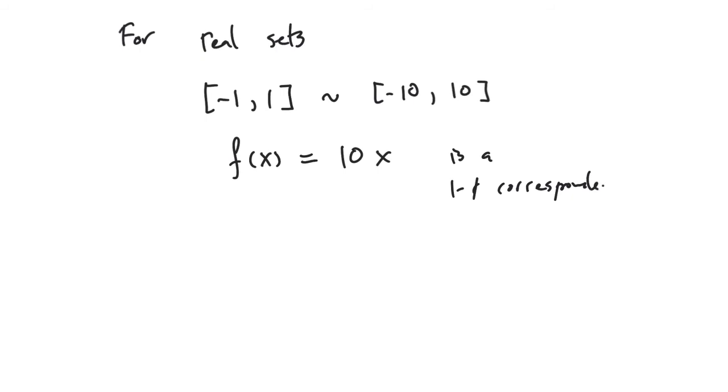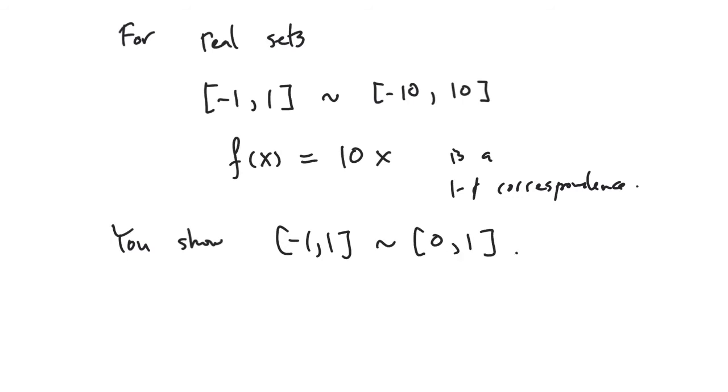I want you all to try: can you show that -1 to 1 has the same cardinality as 0 to 1? Your job is to write down specifically a function which goes from one to the other, and then see if you can demonstrate that your function is a bijection.